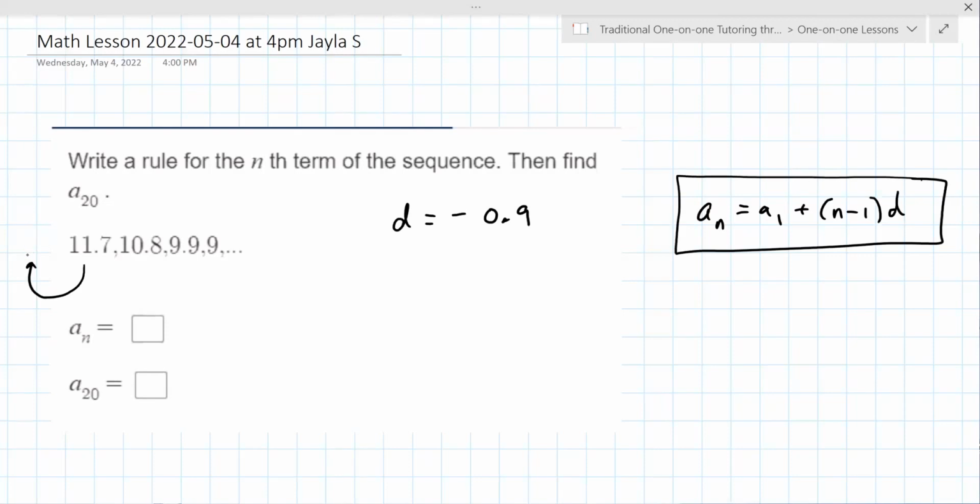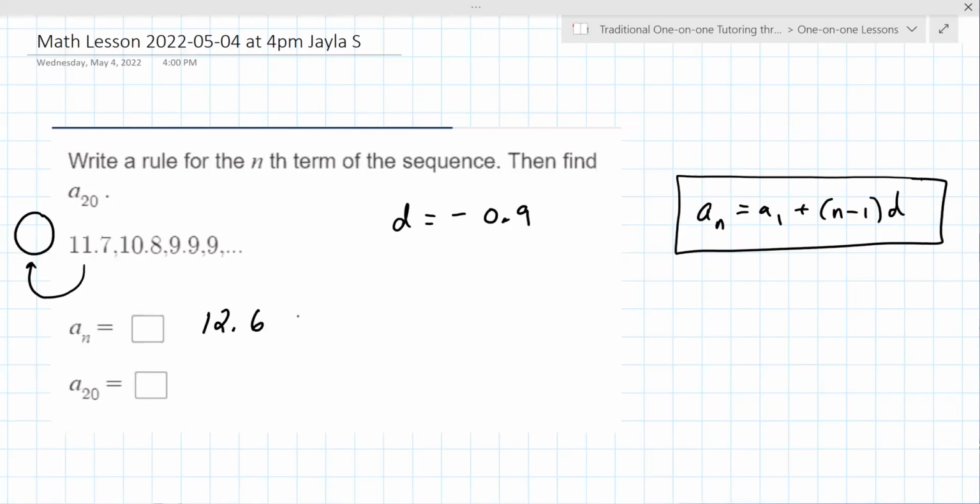Do you have an idea here? Give me a number for that. 12.6. Yeah. So the shortcut of this formula is you figure out the number that goes here, which is 12.6.